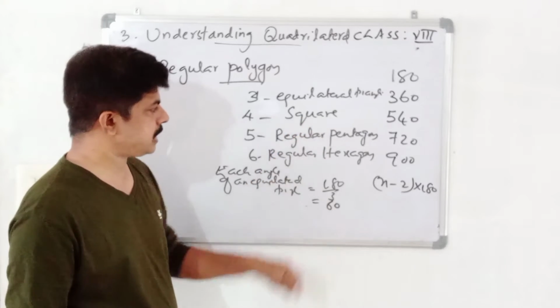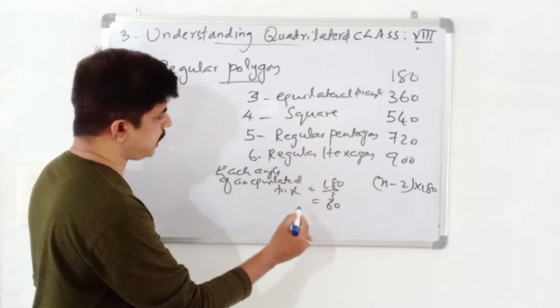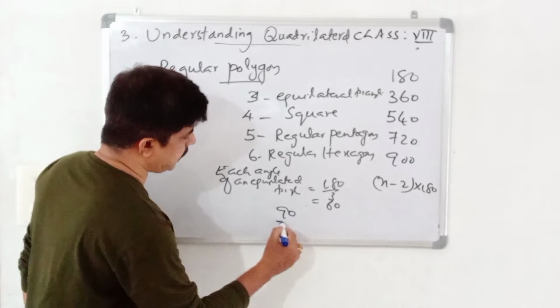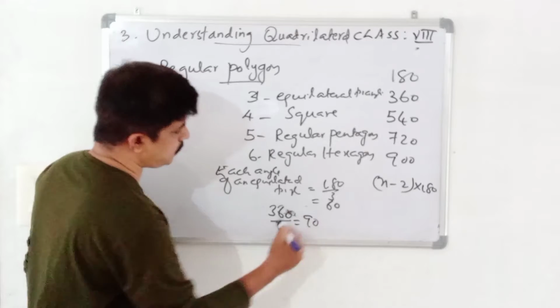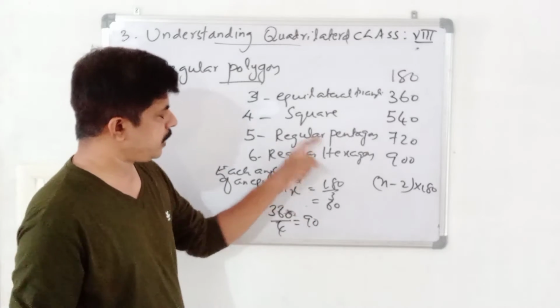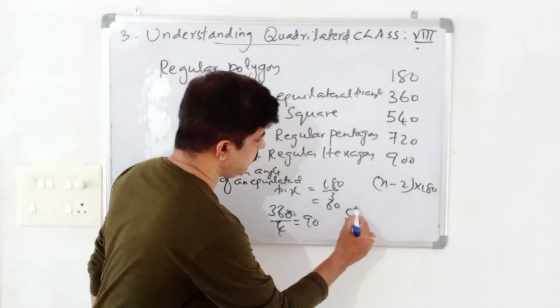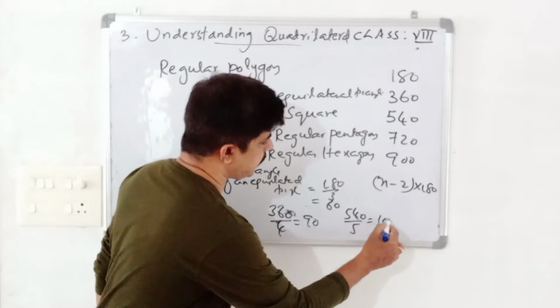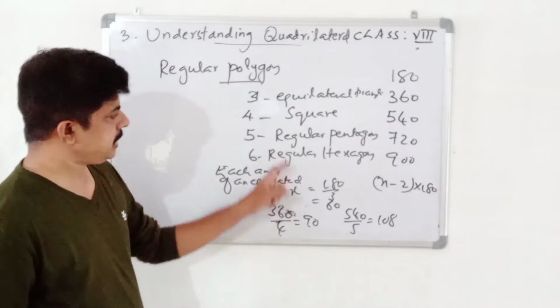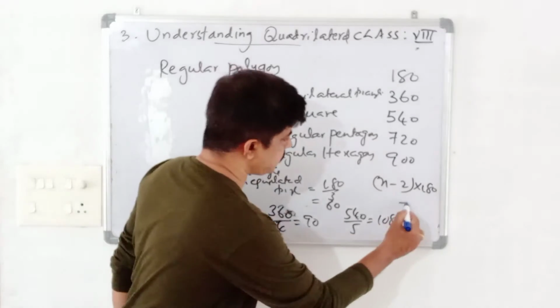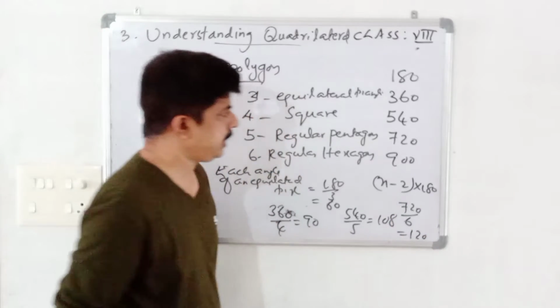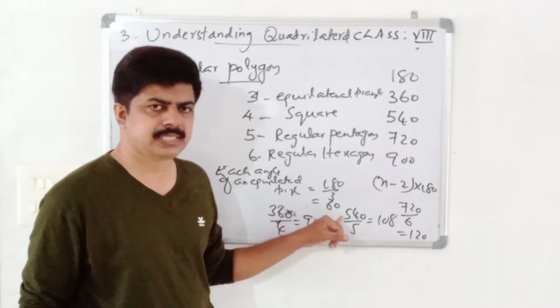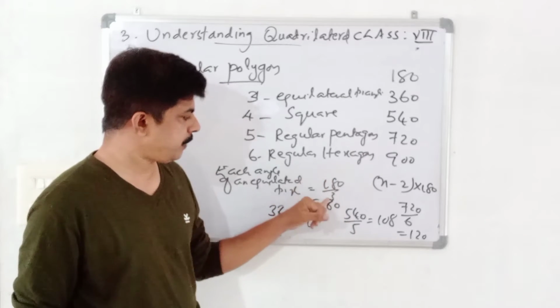Regular polygon with 4 sides. What is each angle of a square? Each angle of a square is equal to 360 by 4, which is 90. Each angle of a regular pentagon is 540 divided by 5, which is 108. Each angle of a regular hexagon is 720 by 6, which is 120. In a regular polygon, we can find each angle by dividing the total by the number of sides.